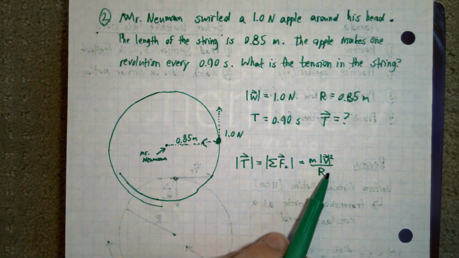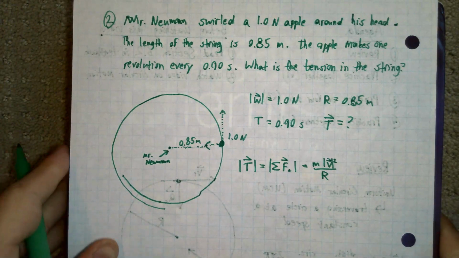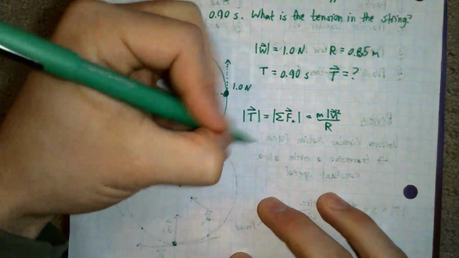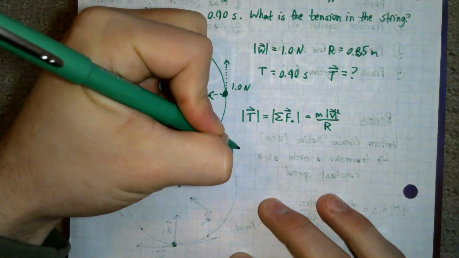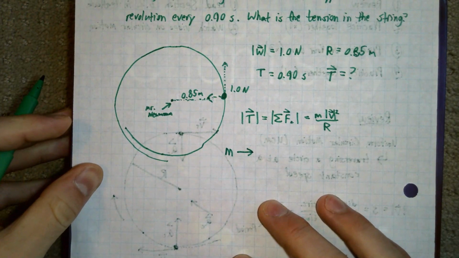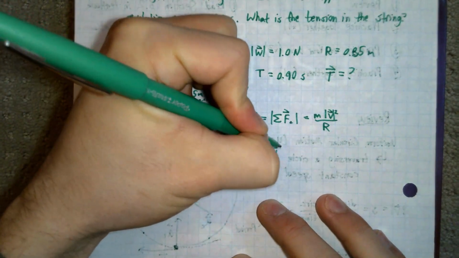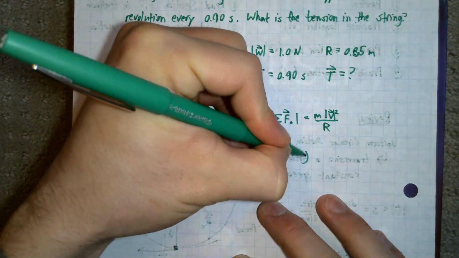We don't have the velocity, we do have the radius, and we don't have the mass. So we're going to have to do some work here. How are we going to find the mass? We need to go from weight into mass. We have the weight, we need to find the mass. Well, I know our relationship between those quantities is that weight equals mass times gravity.